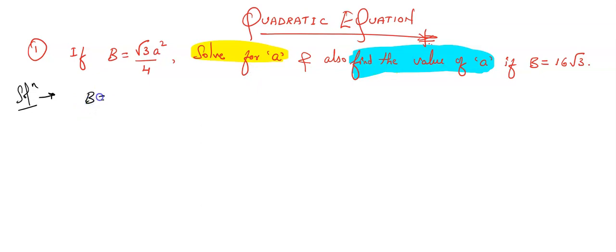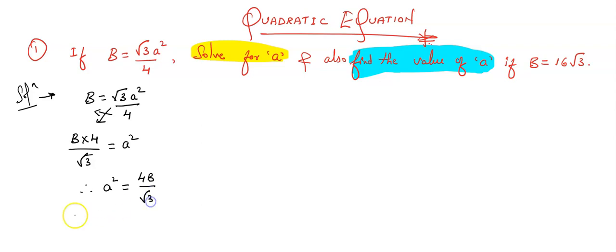So first we take it as it is, that is b is equal to root 3 into a square by 4. Now we want the value of a, right? So keep the a term as it is, and shift the rest of the terms to the other side. The 4 will cross multiply here, so it becomes b into 4 divided by root 3, which is equal to a square. Root 3 comes down and 4 goes up. Therefore a square is equal to 4b by root 3.